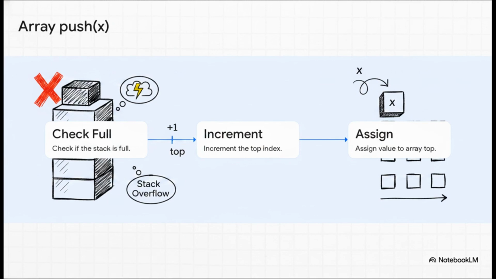It takes 3 precise steps. First, we absolutely must check if the stack is full. If top equals our maximum capacity -1, we throw a stack overflow error, which is a term you might be pretty familiar with. If there's room, step 2 is to increment our top index. Finally, step 3, we assign our new value to that brand new top slot in the array.